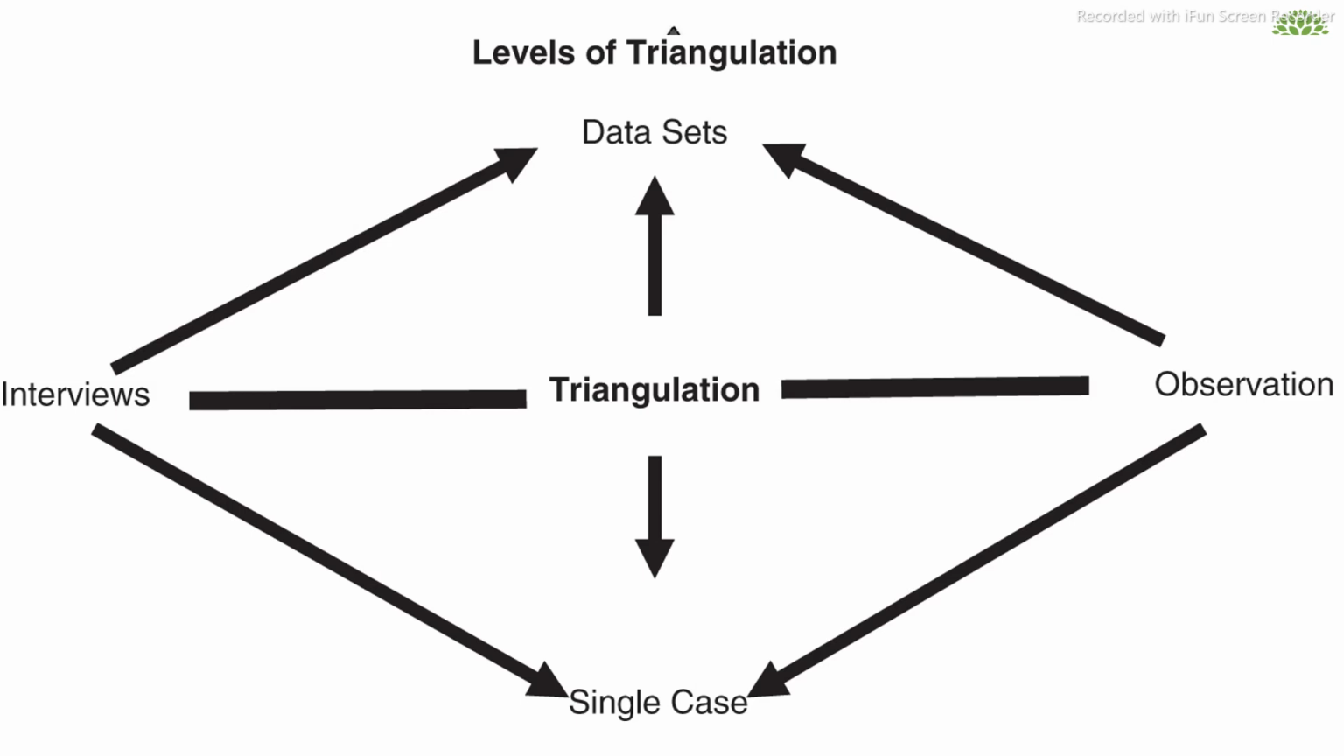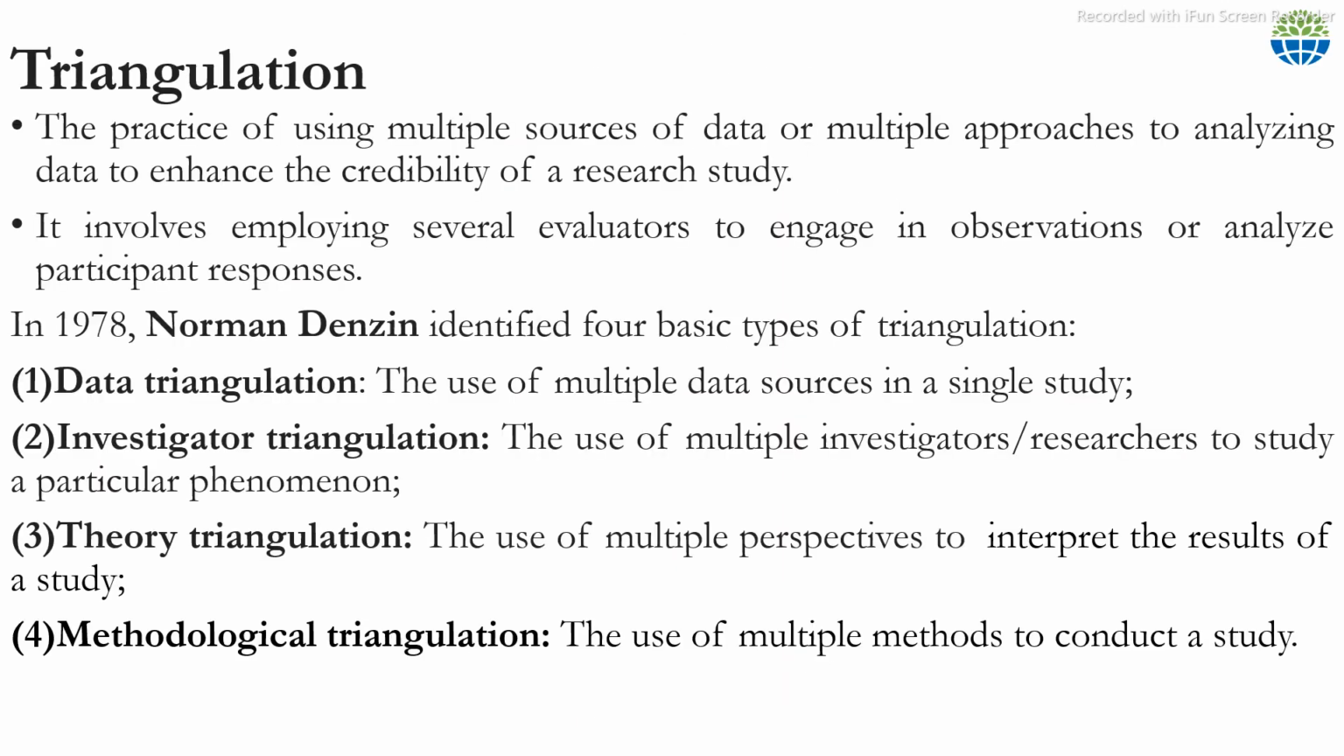Here the most important thing is triangulation. Triangulation, as the name suggests, is a triangle, right? So for the observation, we have to take 3 angles. One, your data set should be generated from the data set, interviews, and sometimes we can take a single case. Or we can take observation, interviews, observation. Then we can make data sets, and we can reach the interpretation.